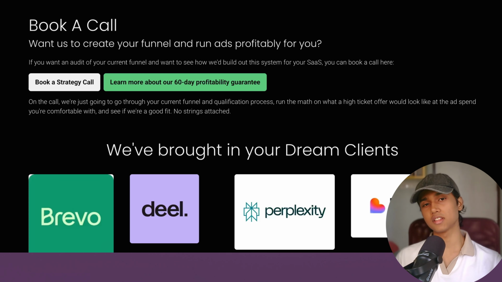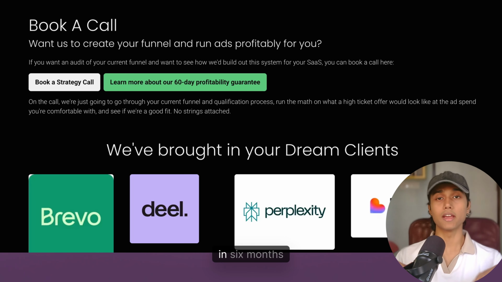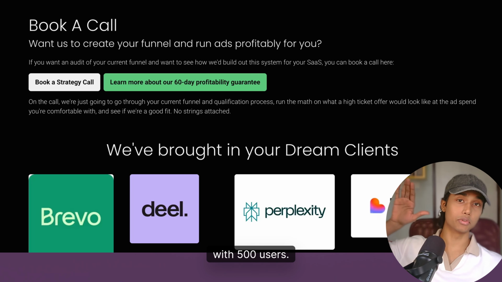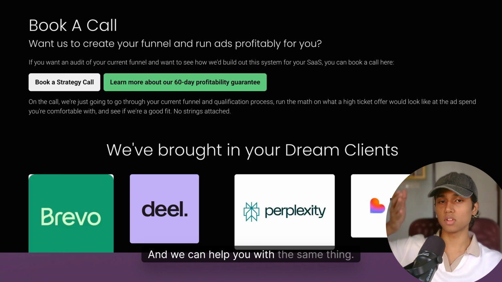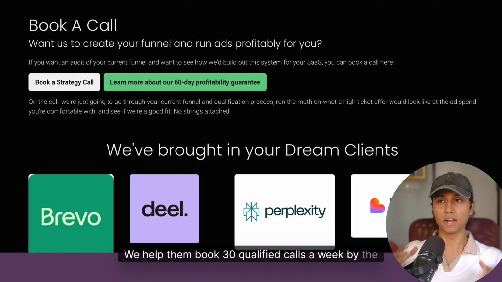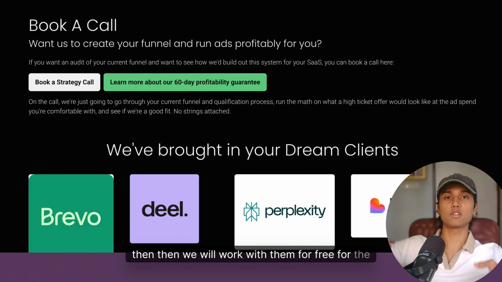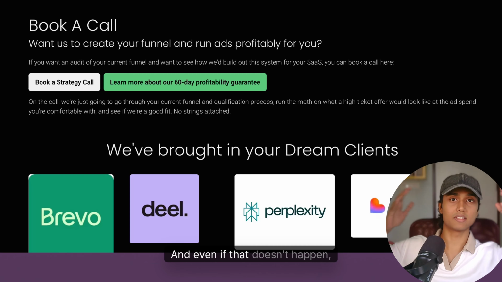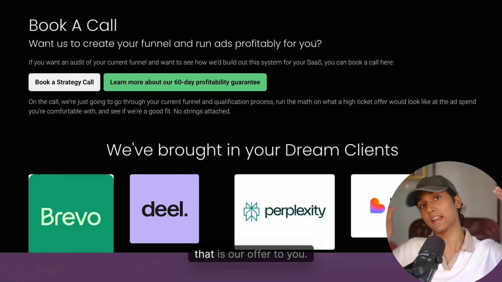And for Salesforce, this whole system came together and pushed them to $2 million in ARR in 6 months, with more than 500 users in a single week. And we can help you with the same thing. We help them book 30 qualified calls a week by the end of 60 days. And if we didn't do that for them, then we will work with them for free for the next 60 days. And even if that doesn't happen, then they'll just get their entire money back. That was our offer to them. That is our offer to you.